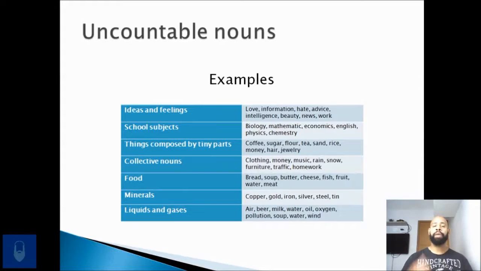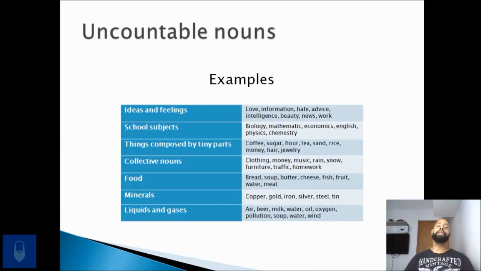For instance, we have ideas, feeling, school subject, things composed by tiny parts, very, very small parts, collective noun, food, minerals, liquid, and gases. They are all uncountable nouns. For instance, love, beauty, information, biology, chemistry, coffee, sugar, hair, which I don't have, clothing, money, homework, traffic, bread, cheese, fish, fruit. They are all uncountable nouns.